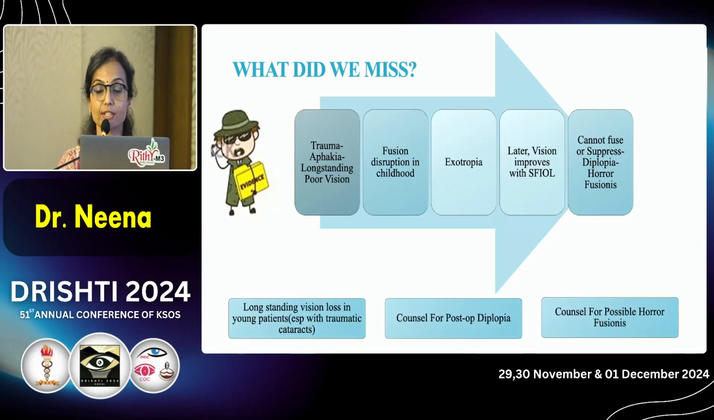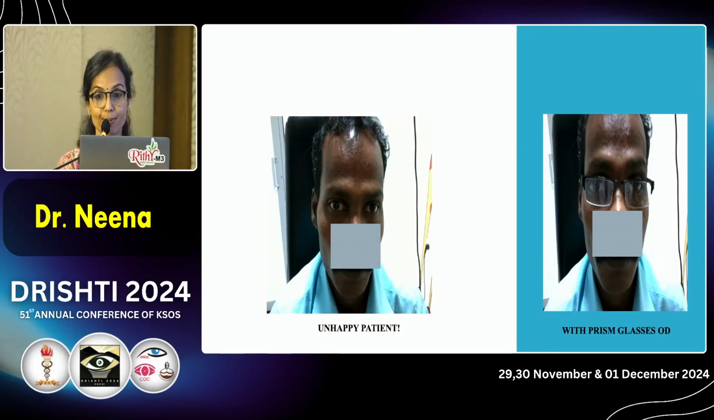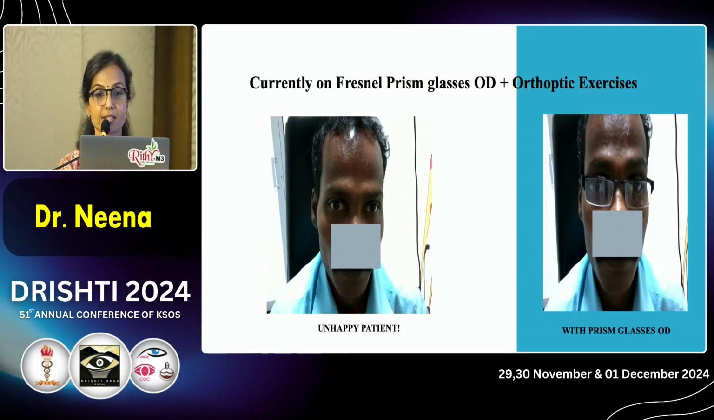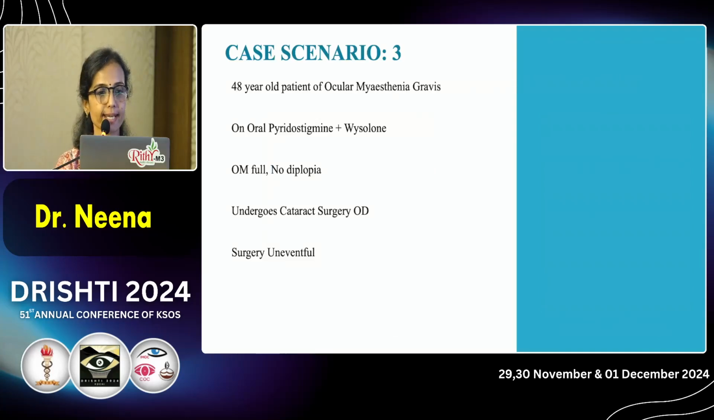So this is something that you should keep in mind, especially in long-standing loss of vision, younger patients, traumatic cataracts: counsel them for post-op diplopia. This patient is currently on Fresnel prism glasses in the right eye, you can see here, and he's undergoing orthoptic exercises. If he's able to fuse, we will take him up for surgery. Otherwise, we cannot. Let's look at the next case scenario.